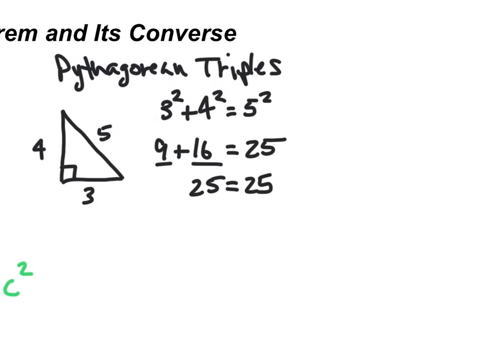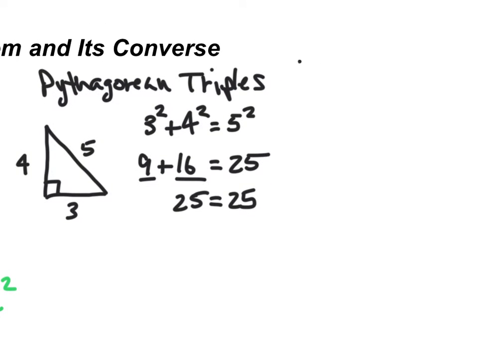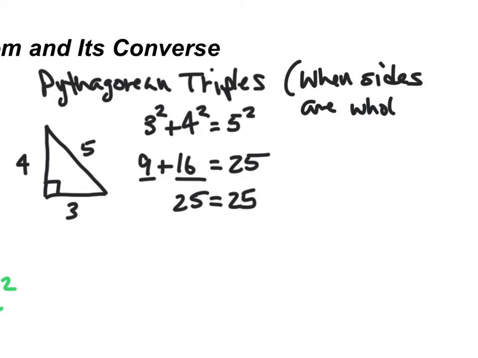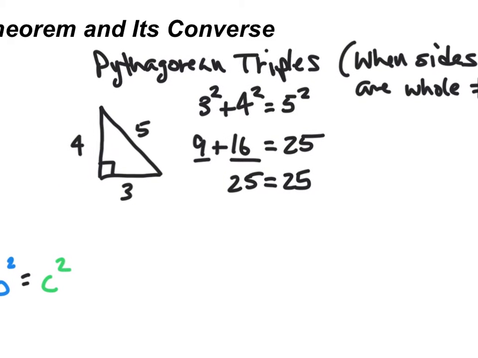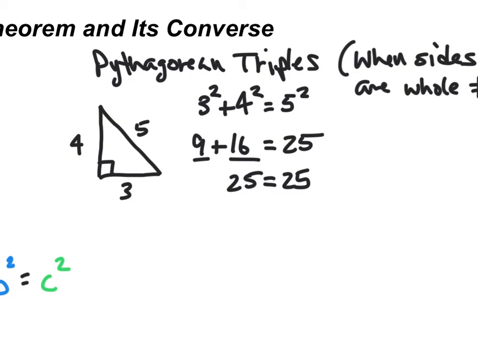And a Pythagorean triple, just to make sure we know what that is, is when the sides are whole numbers. Okay, and by whole numbers, I mean that they're not decimals. Okay, so some of the Pythagorean triples that we want to talk about. So let me write the examples of some. A 3, 4, 5 Pythagorean triple.